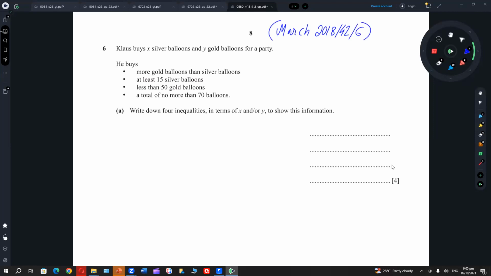Loss buys X silver balloons and Y gold balloons for a party. He buys more gold balloons than silver balloons. So more gold balloons means more Y than X.